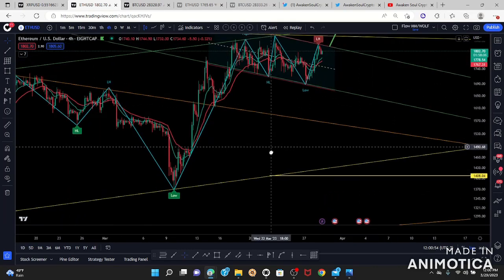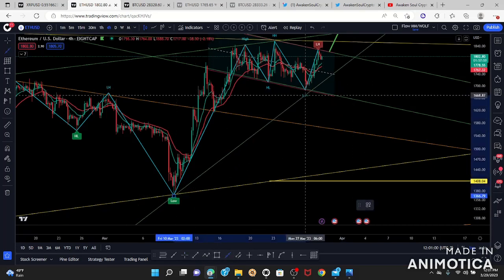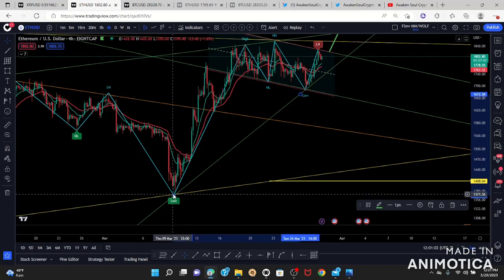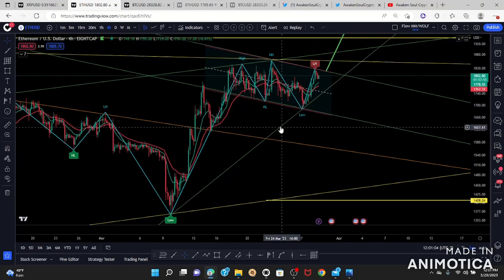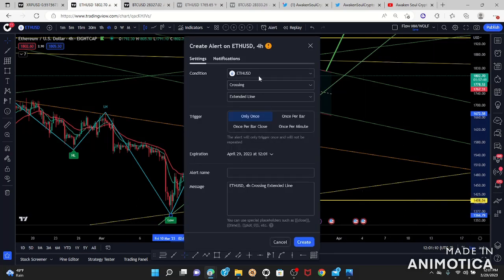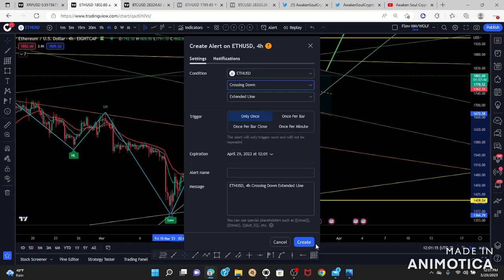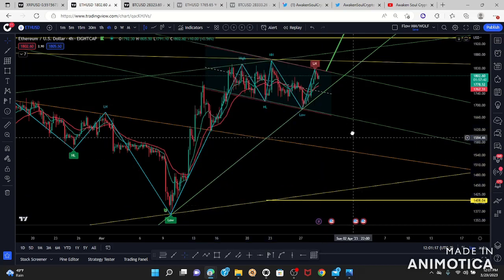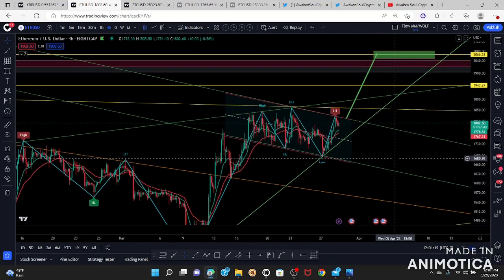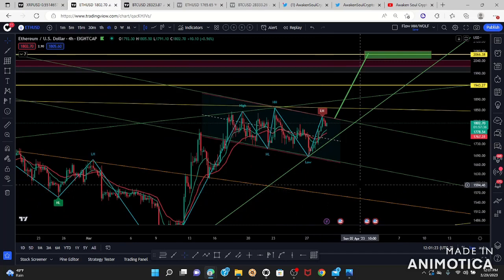So in my 4 hours, I'm also going to draw this trend line just in case. Like I said, always expect the unexpected. From this low to this higher low. And I'm going to set an alarm here. So if this trend line breaks to the downside, I will consider a short. Okay. I like this.